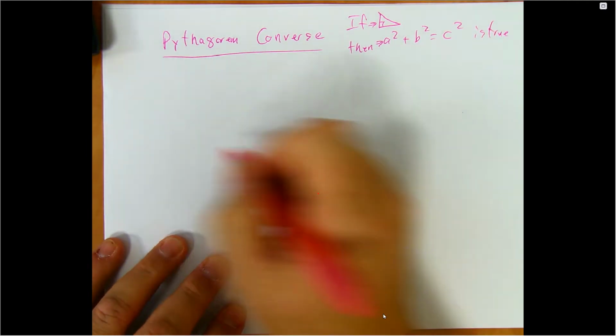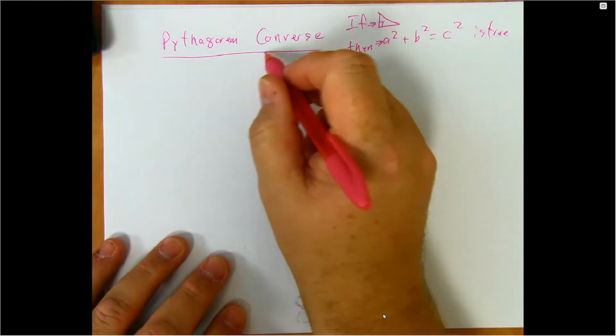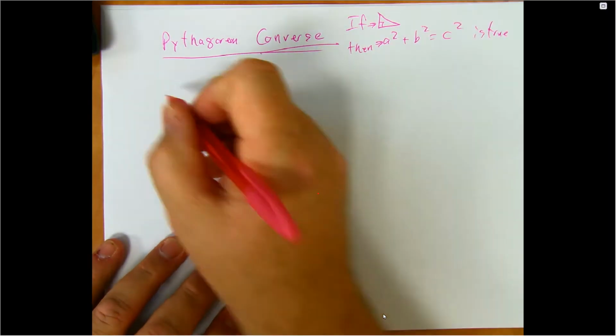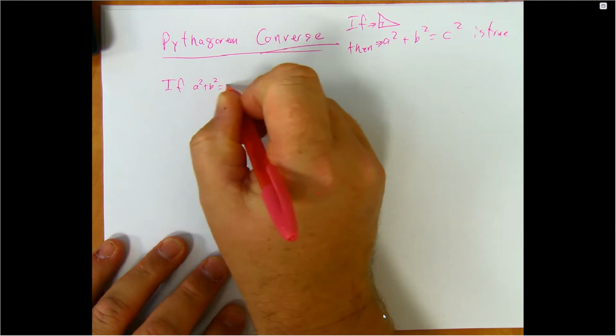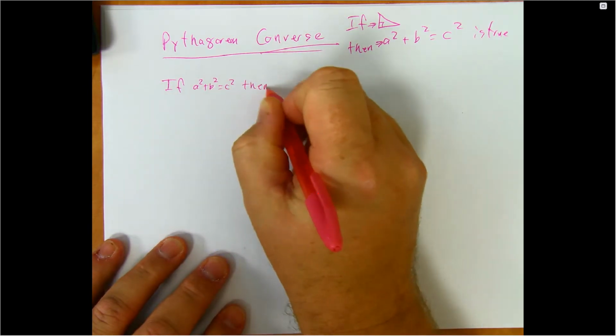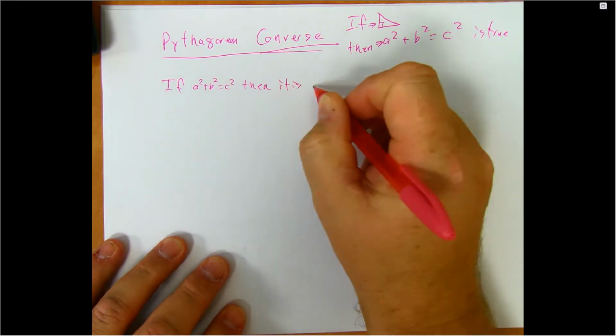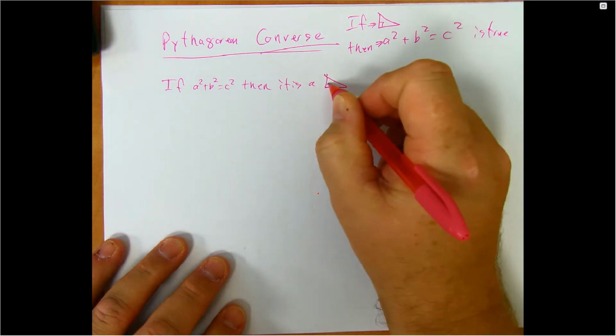On the other hand, I could go the other way with it because the converse means I'm going to switch these two. It says if a squared plus b squared equals c squared, then it is a right triangle.